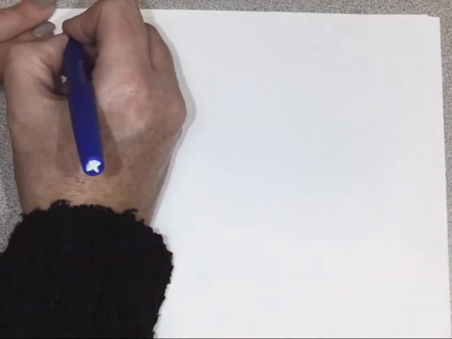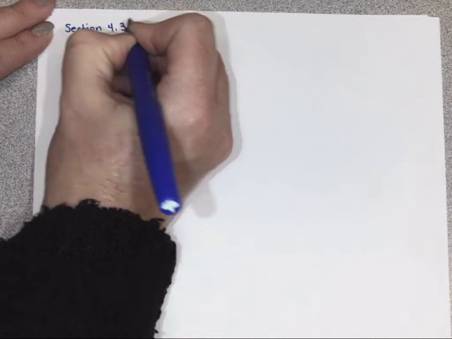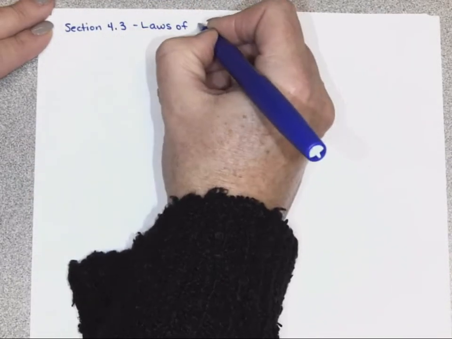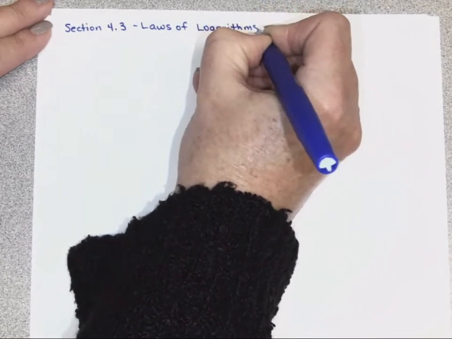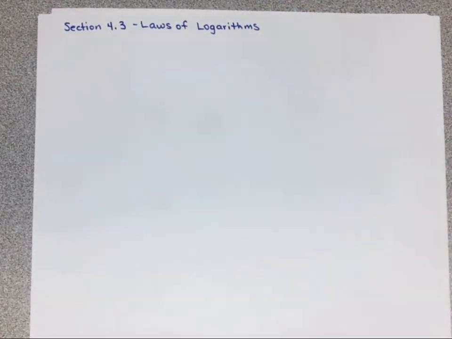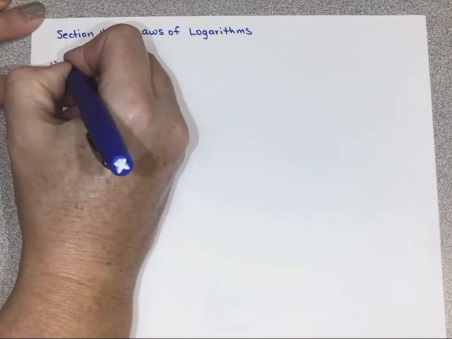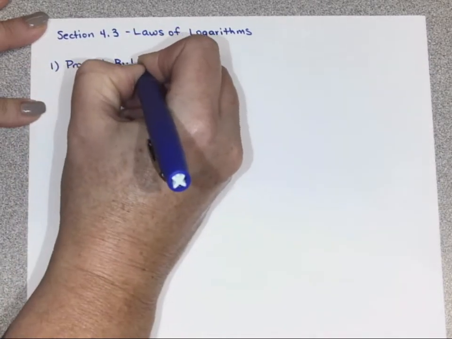Okay, so to follow up on what we've already been talking about with logarithms, this next section discusses in more detail kind of how logarithms work. So we're going to look at some laws of logarithms and kind of what we can do with those. So let's just get right to the three main laws of logarithms.